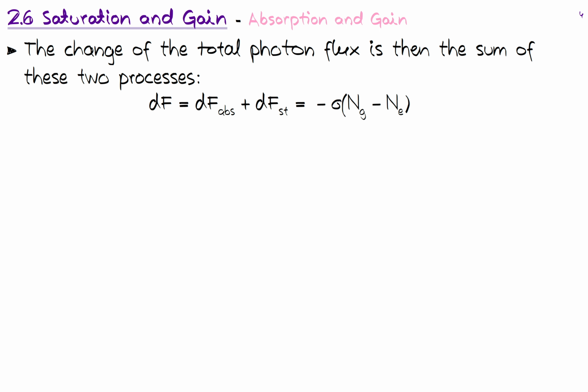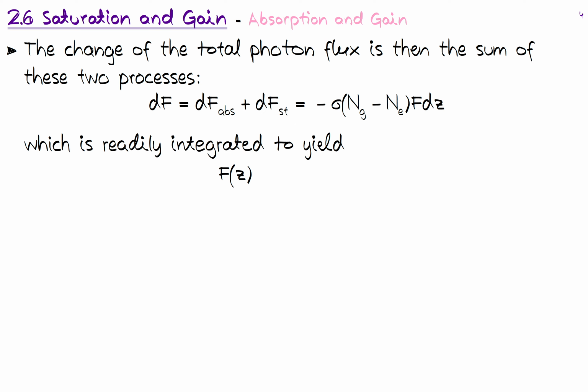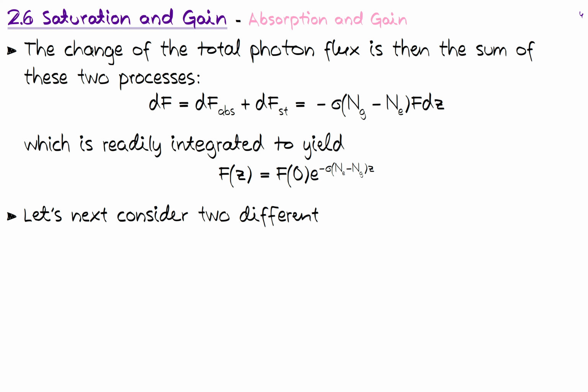So we have minus sigma, and then inside the parentheses, we have the population difference times F, the photon flux, times dz. And we can integrate this quickly to understand how the photon flux evolves as a function of propagation distance z. This is of the form that we have the original photon flux, for example, hitting the gain medium at the z equals 0 plane, and then an exponential term, with exponent minus sigma, population difference times z. So either we can have an exponentially decaying photon flux or an exponentially increasing photon flux. And let's consider these two different steady state scenarios.